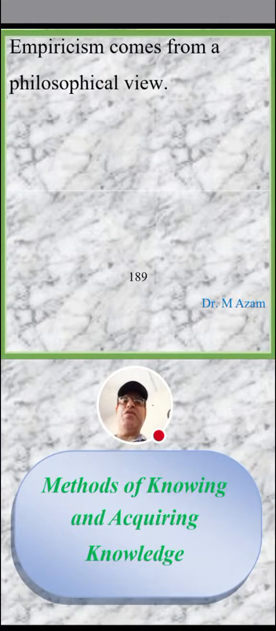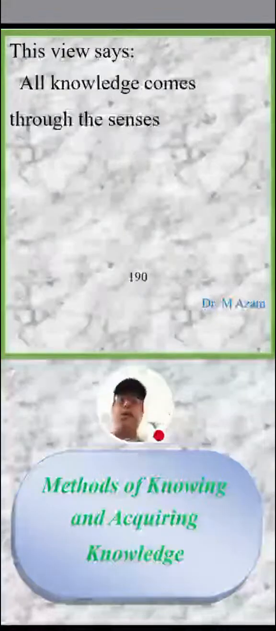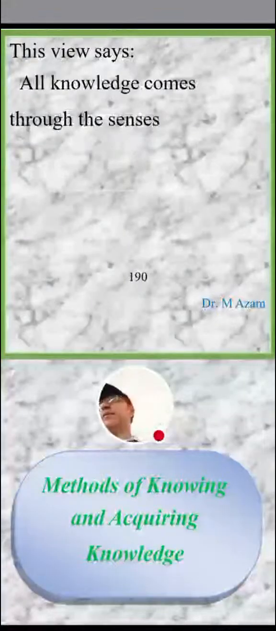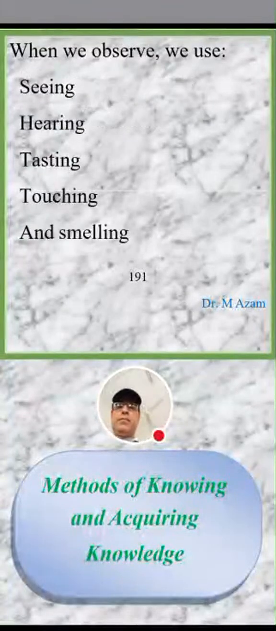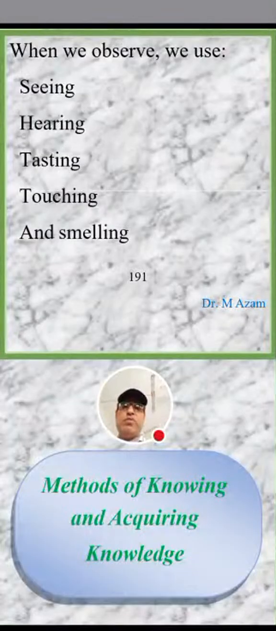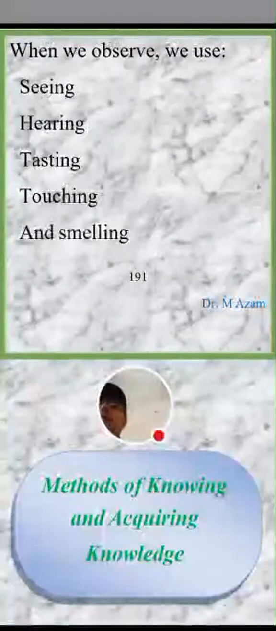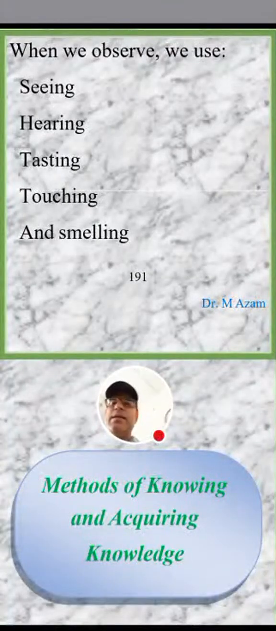Empiricism comes from a philosophical view. This view says all knowledge comes through the senses. When we observe, we use seeing, hearing, tasting, touching, and smelling.